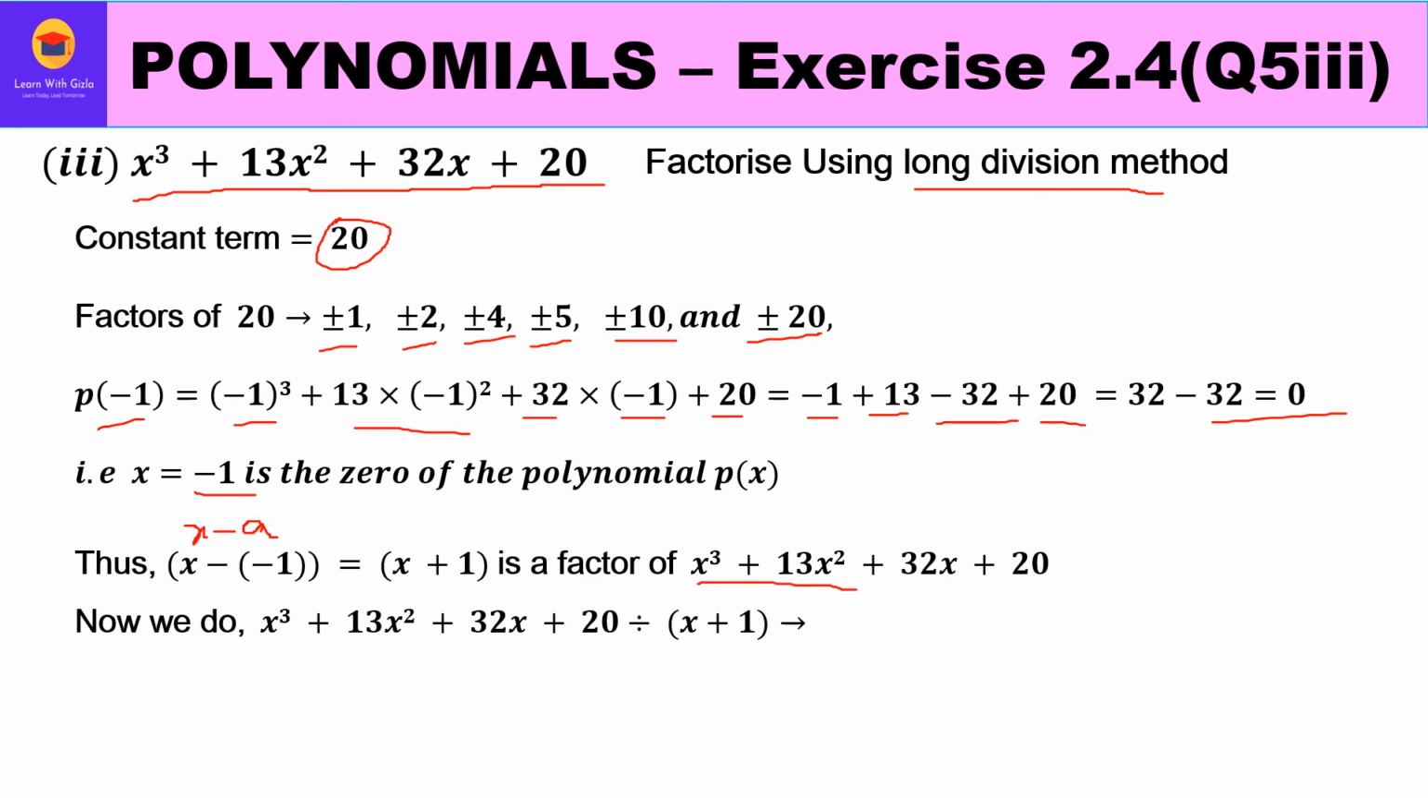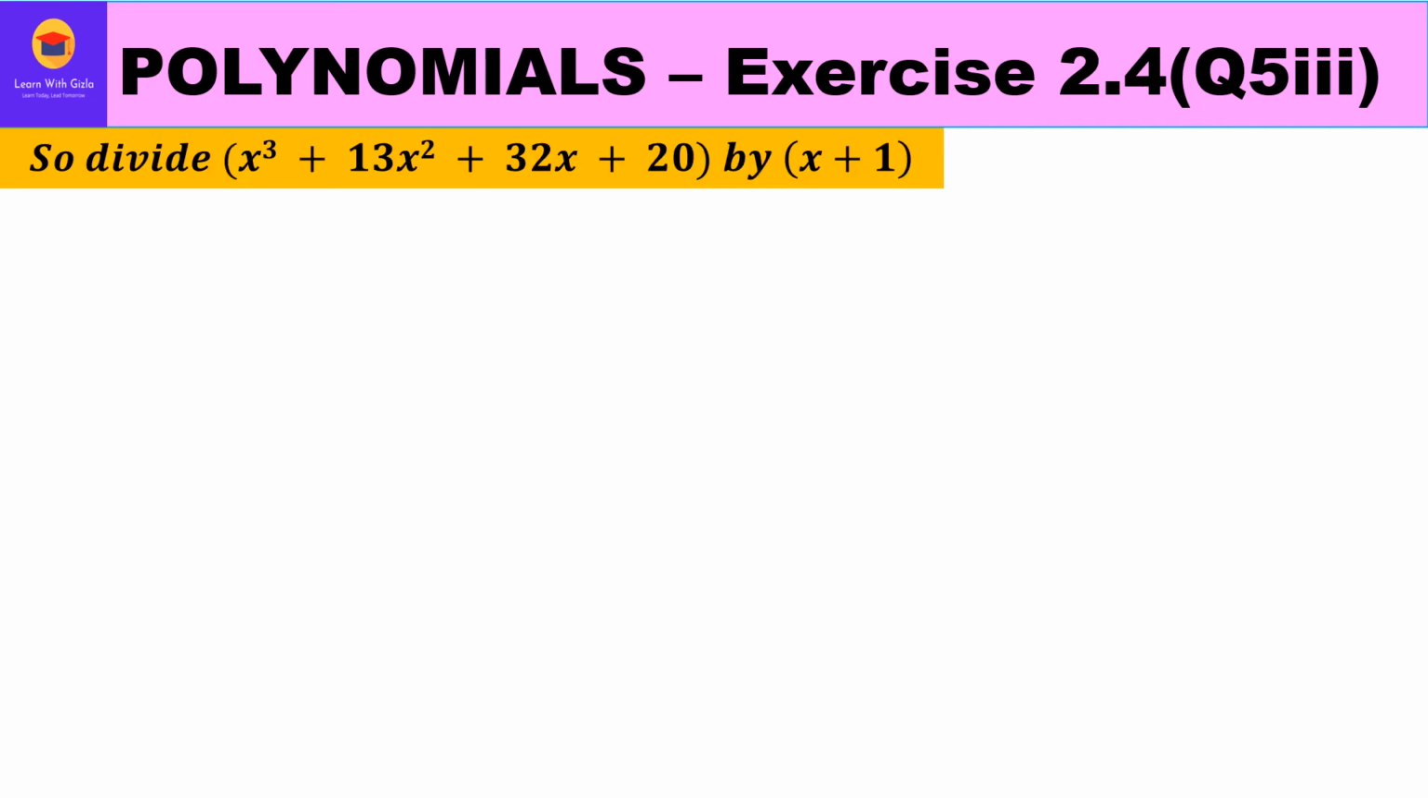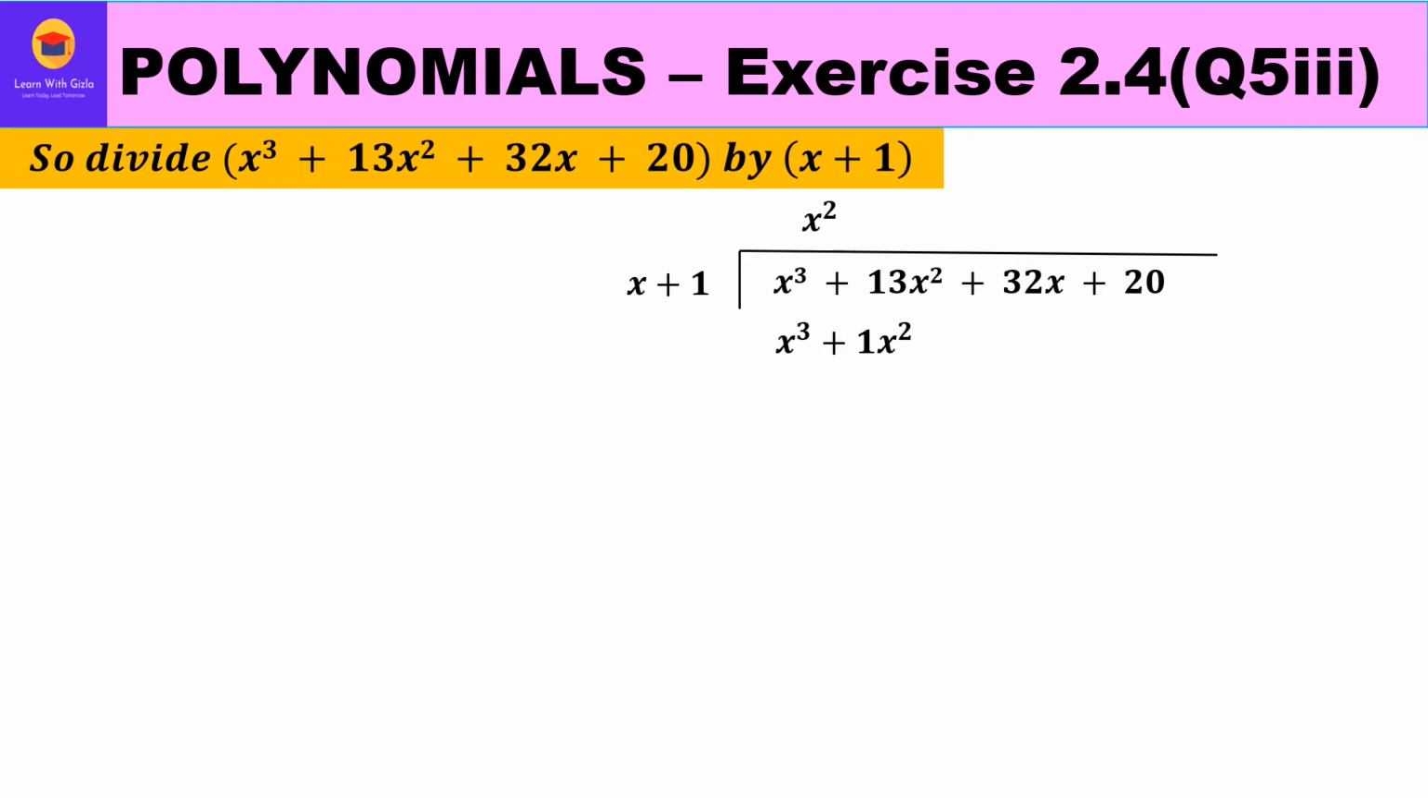Now we shall divide by the long division method. We shall divide the given polynomial by this factor x plus 1 which we have calculated. Now let us start with the long division process. Dividend will be written inside and divisor outside. Now what should be multiplied to x to get x cube? That is x square.